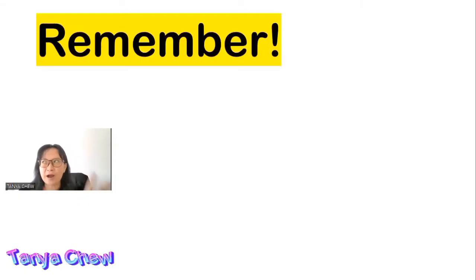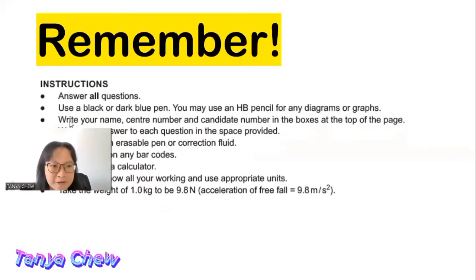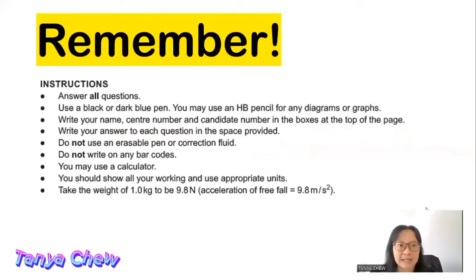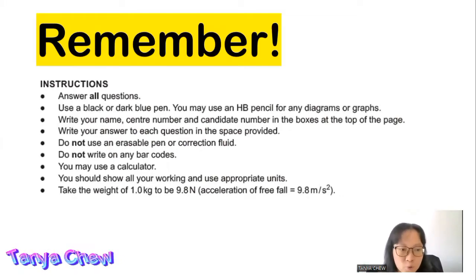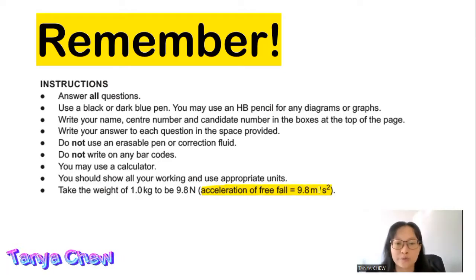So before I start with the discussion of this paper, I want you to pay special attention to the last point on the instructions given on the paper itself, which you have to make sure that you are familiarized with: the acceleration of free fall is equal to 9.8 meter per second squared. Just remember to use g equals 9.8 meter per second squared when you do your calculations involved in this paper.